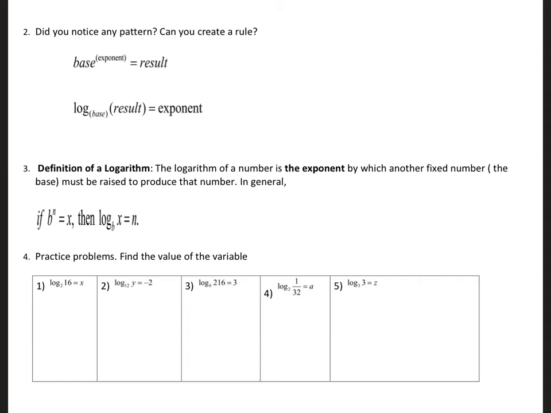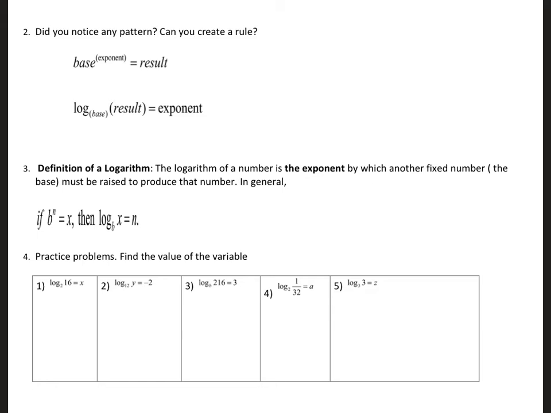Okay, now let's look at the definition of a logarithm. The logarithm of a number is the exponent by which another fixed number, a base, must be raised to produce that number. In general, if you have b raised to n gives you x, then you can express it as a logarithm by writing logarithm to base b of x is equal to n. So here is the definition of the logarithm.